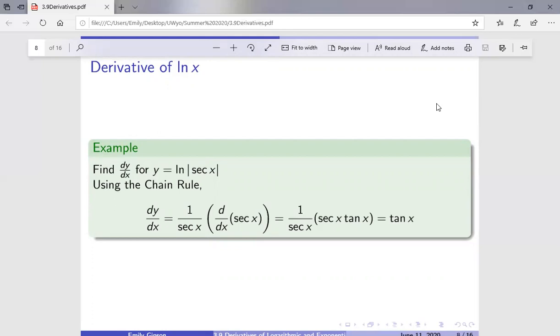And this might be a little surprising. You might have expected to get some sort of natural log in your answer or 1 over something in your answer, but it just shows sometimes you just have to work out the problem to see what it looks like.